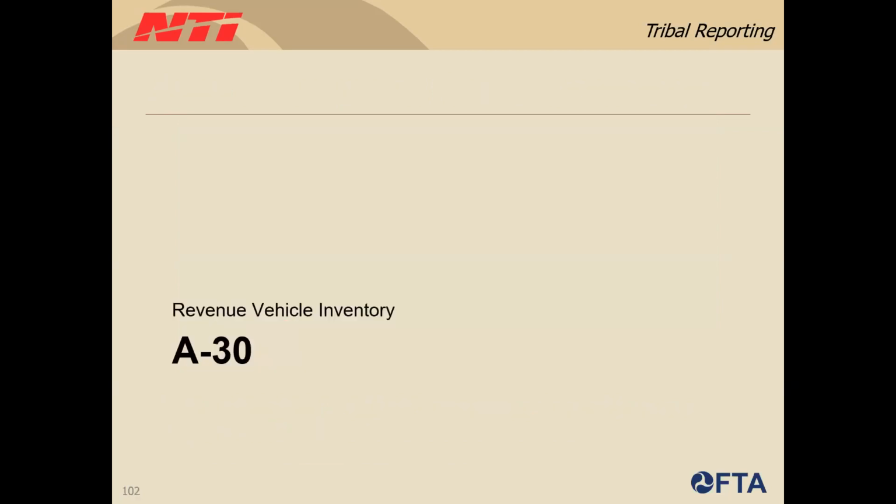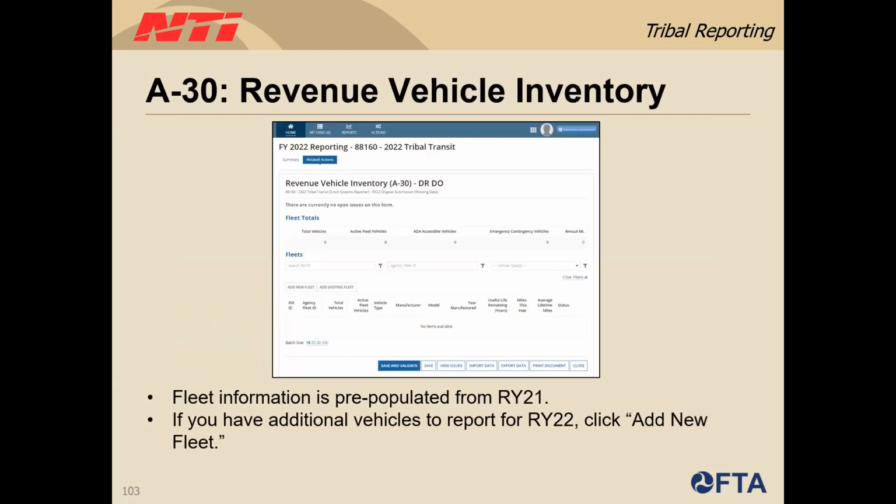The A30 revenue vehicle inventory form is where you report all revenue vehicle data categorized into vehicle fleets. Again, if you completed this form last year, your report year 2021 revenue vehicle inventory data will pre-populate here. So again, you'll only need to report new fleets as needed or edit existing fleets as needed. You can enter new fleets by selecting the Add New Fleet button, or you can edit an existing fleet by selecting the blue RVI ID link for that fleet towards the left side of the fleet grid.